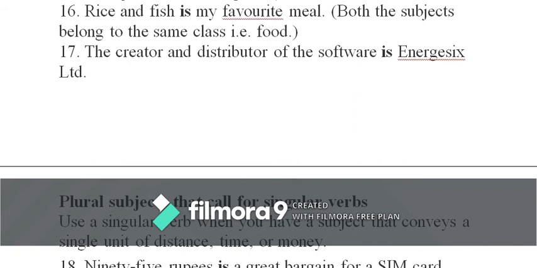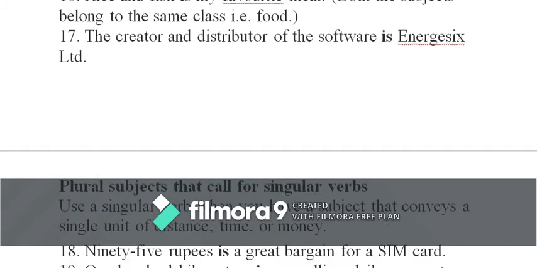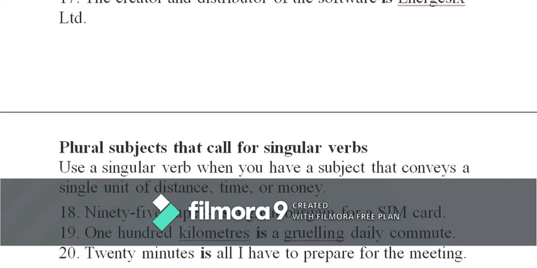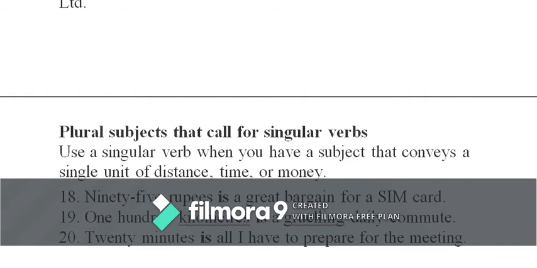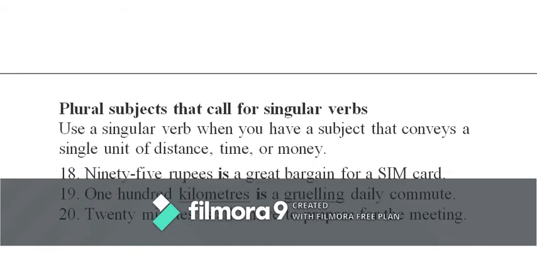Now plural subjects that call for singular verbs. Let us first understand the definition that is given over here. Use a singular verb when you have a subject that conveys a single unit of distance, time or money. Now over here, when we have certain units of measurement, it can be distance, it can be capacity, it can be time, it can be money. Now when we have these units of measurement, there is a standard rule for the same.